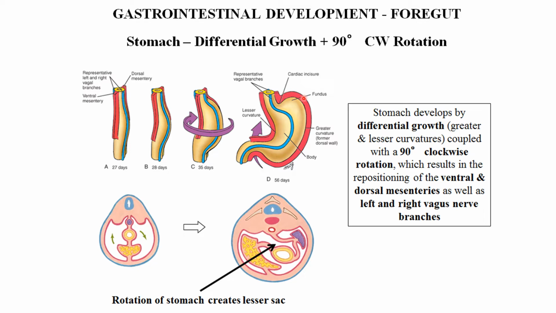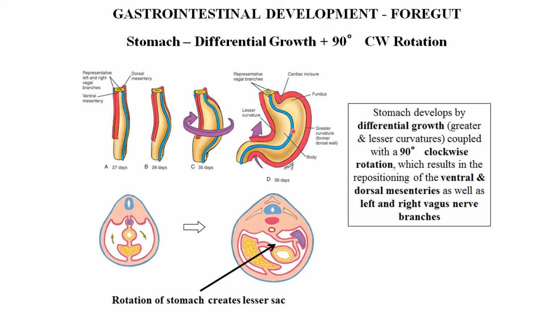So now the dorsal border is situated on the left side, and the ventral one occupies the right side, and it is attached to the liver through the ventral mesogastrium, which is now known as the lesser omentum. And this one is known as the greater curvature, which has the greater omentum.